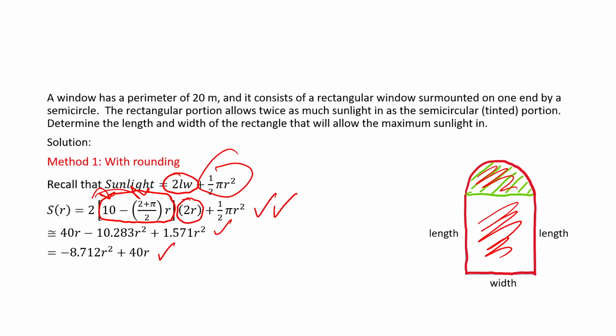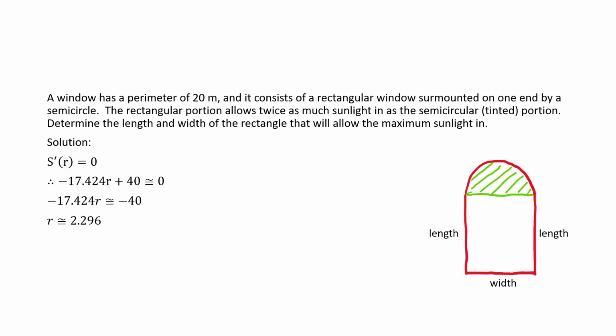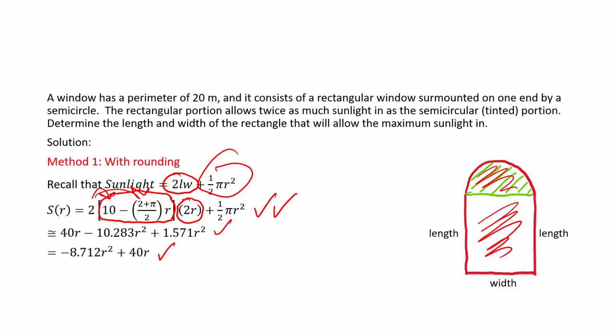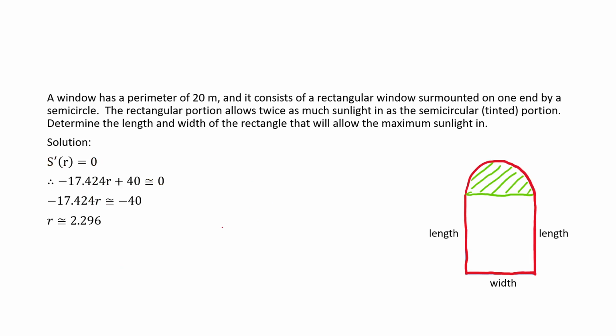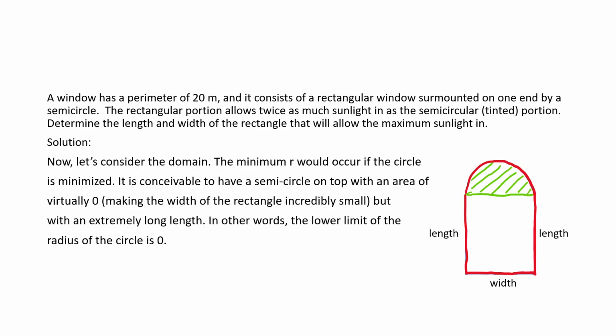Okay. Now, what we're going to do next is determine that derivative, set it equal to 0, and solve for r. So determining the derivative of that expression on the bottom just means we bring the 2 in front, multiply it, and reduce that exponent by 1. 40r just becomes 40 when we use the power rule. And we ultimately get that r will roughly be equal to 2.296. That's the value that we get for r when we set the derivative equal to 0.